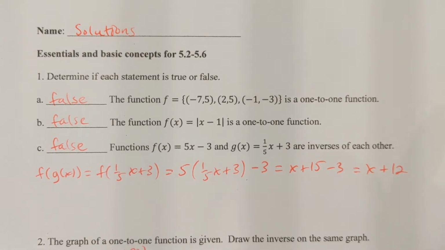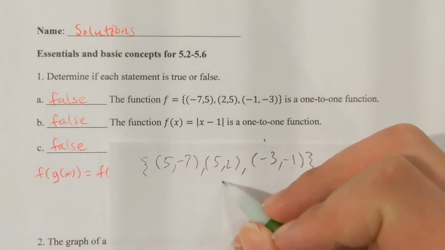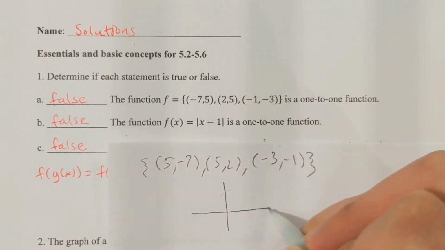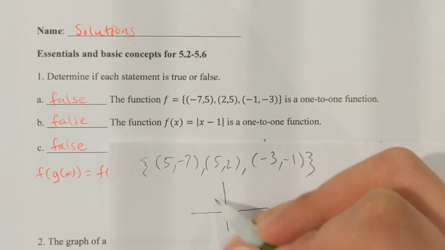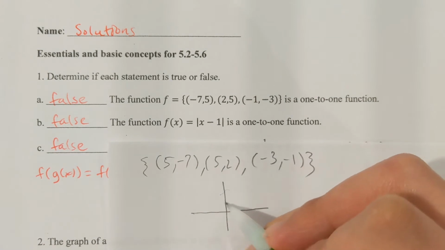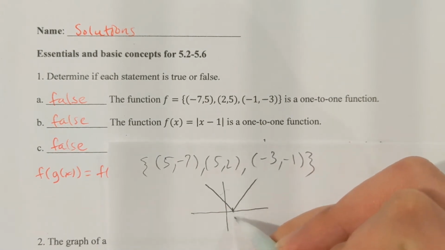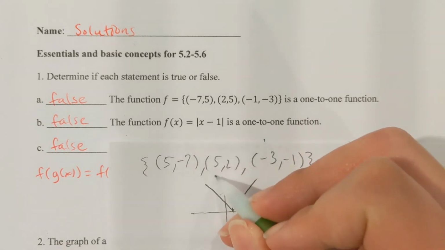Part B, the function f of x equal the absolute value of x minus 1 is a one-to-one function. No, that's false, because the horizontal line test is a test you can use to determine if a function is one-to-one. If we had f of x equal the absolute value of x, we know we have a v-shaped graph centered at the origin, and the -1 means I would shift that over to the right 1 unit. Here would be the vertex, right at 1.